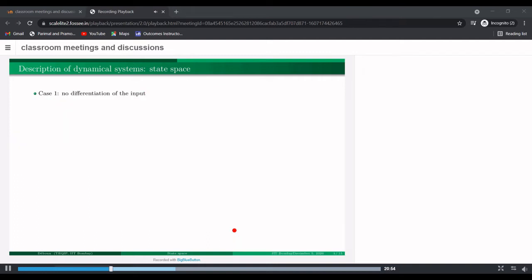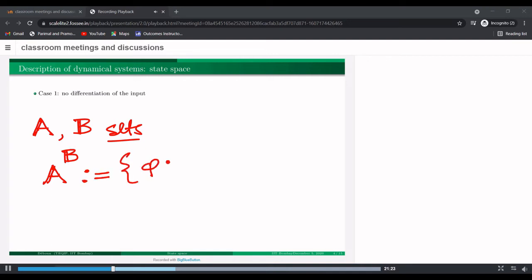Yeah. Right. So the notation actually is kind of a fancy way of describing something really simple. Suppose I have a set A and another set B. These are any two sets, just sets. The notation A raised to the power B is, by definition, the set of all maps phi from the set B to the set A. Yeah, that's it.